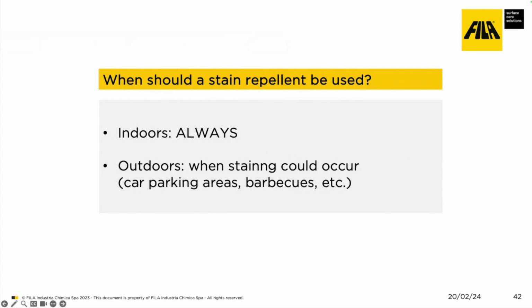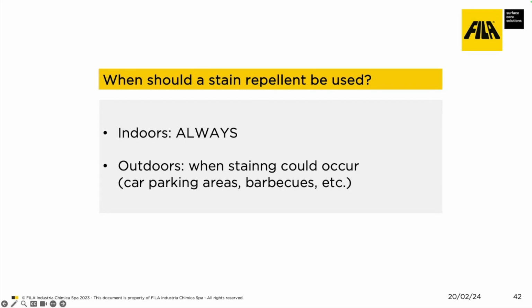Usually, the stain repellent sealer has to be used inside because it's the place where most of the stains occur, and usually even outdoor, especially in the car parking areas, near barbecues, or if you have a really beautiful tree that loses a lot of flowers. In that case, it is better to apply a stain repellent sealer in order to avoid stains or problems relating to the maintenance.